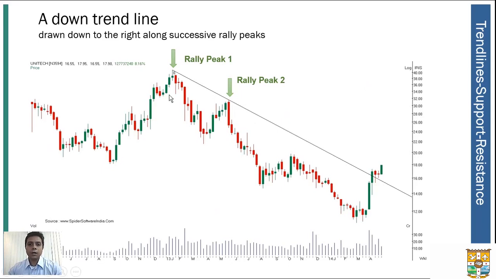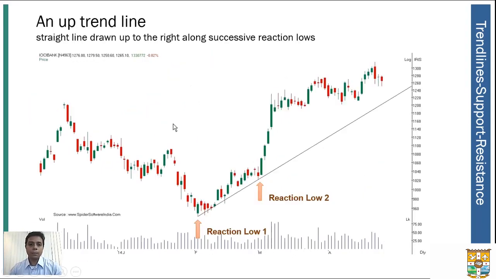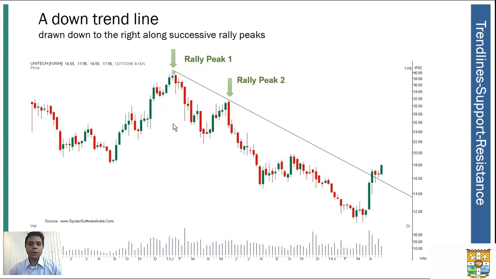The earlier one on ICICI Bank we did joining the lows, but in this one we have joined the successive highs, the rally peak 1 and the rally peak 2. This is a real estate chart of Unitech, where we have one high and we have a defined next high. We join these in terms of a trend line. In this case it's sloping down, and the candles and the prices are on the downside of the trend line, meaning that the stock is in a downtrend.